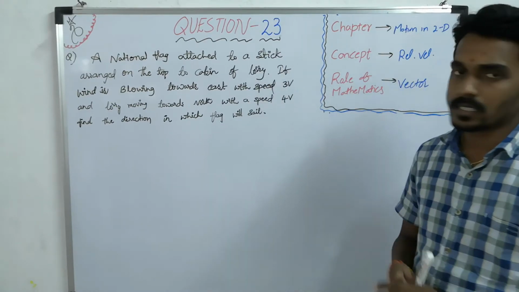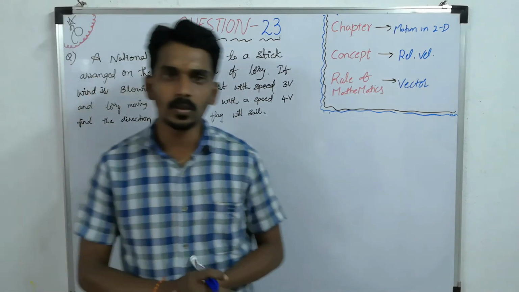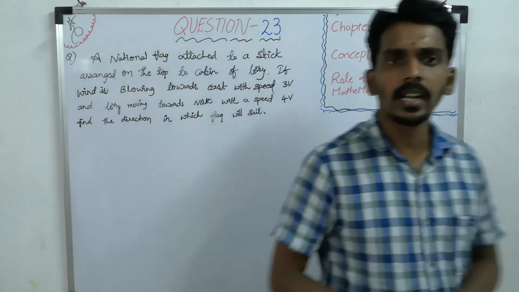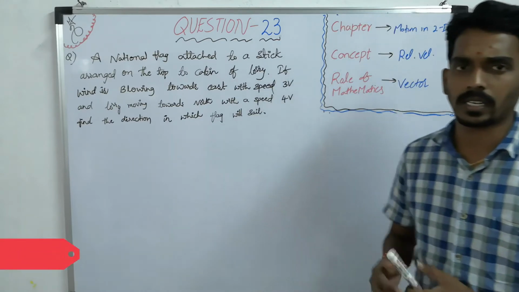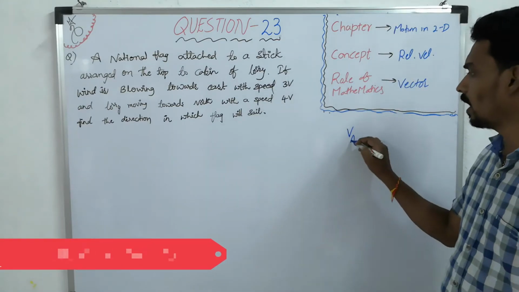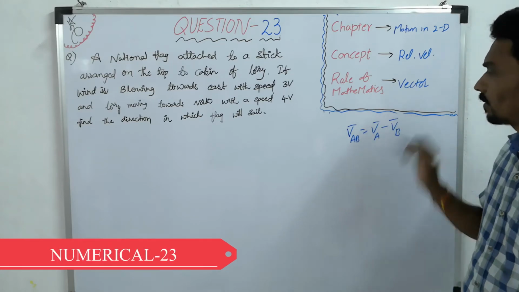Everyone, let us discuss a similar kind of question like question number 22. The concept is again relative velocity. So what is the relative velocity? We have seen V_AB equals V_A bar minus V_B bar.